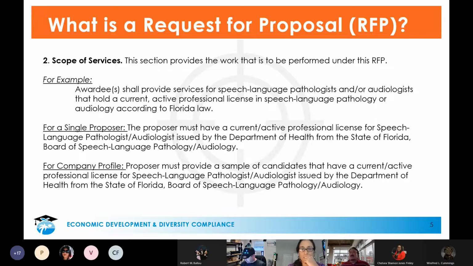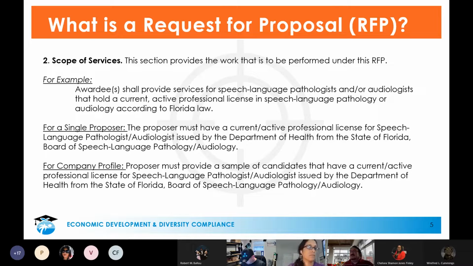Yes, that you can comply with that. The second one is I can comply, but with these deviations. And then the third column is no, I cannot supply this person, or no, cannot follow that type of scope of service. And again, for the company profile, proposer must provide a sample of candidates that have a current active license, professional license for speech language pathologist, audiologist issued by the Department of Health and so forth.